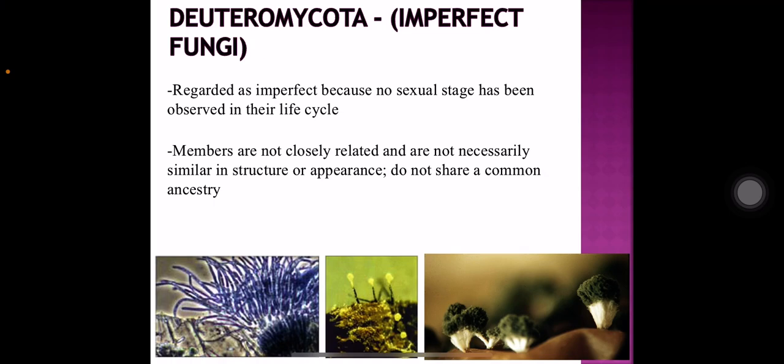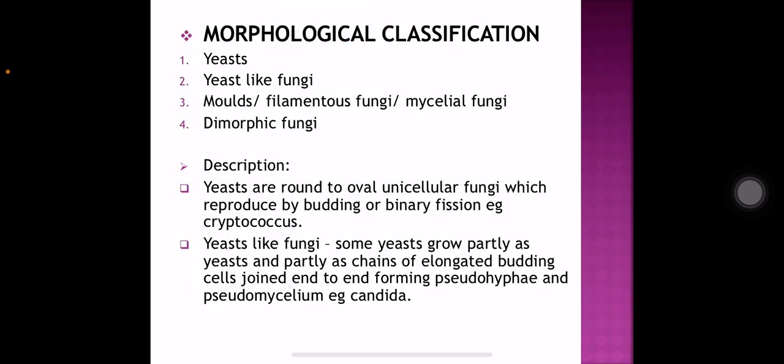So it is a heterogeneous group of fungi which do not have a sexual stage, or their sexual stage is not yet known to us. And all these fungi are known as imperfect fungi or Deuteromycota, and they all fall in this one group known as Deuteromycota. Then comes the morphological classification of fungi.